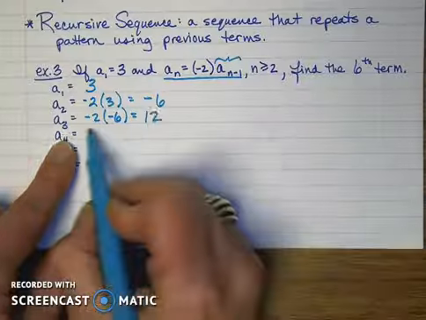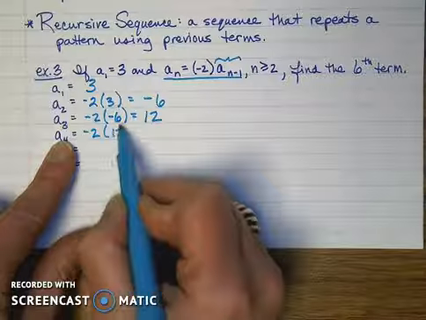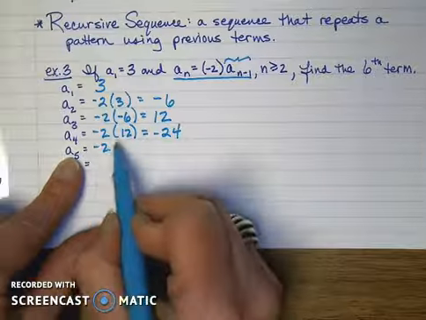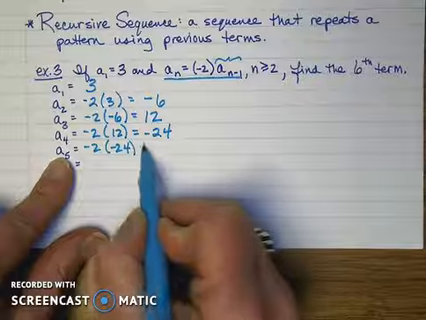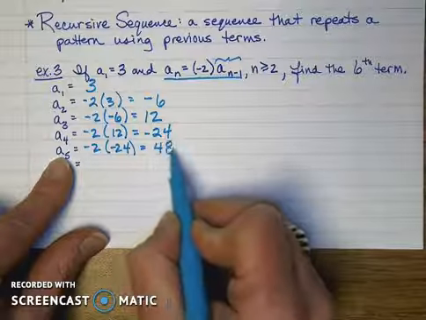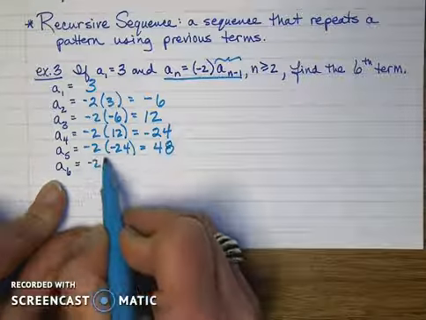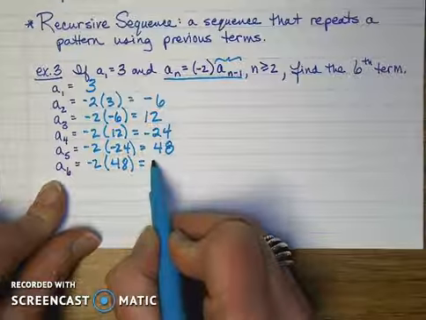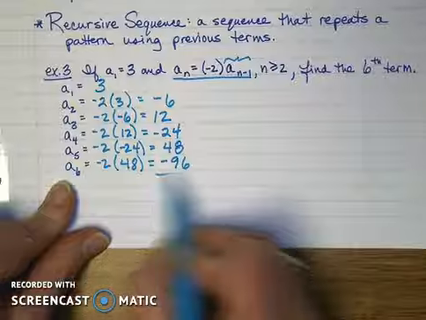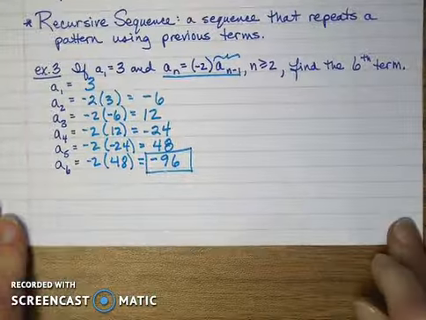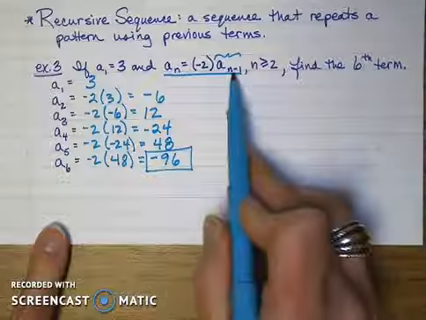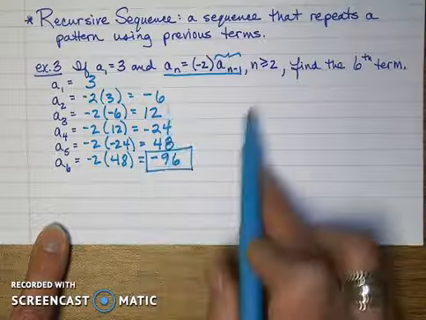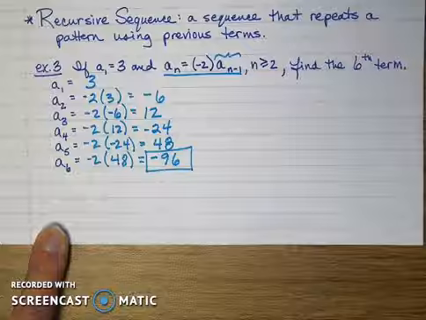Then this would be negative 2 times 12, which is negative 24, right? Then negative 2 times negative 24. See, this is not hard. It's a little bit tedious, but you just need to make sure you follow the pattern. 48, negative 96? That is the sixth term. Okay, so it's recursive. Anytime you see the n minus 1, that means that you're using the previous term to calculate the next term.